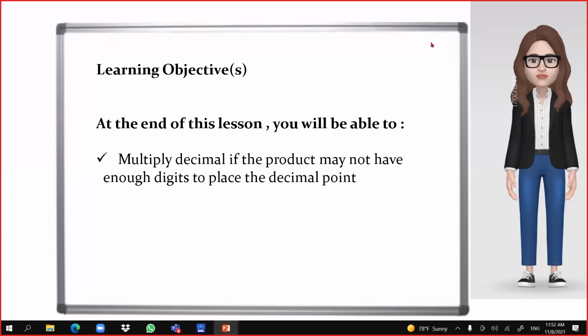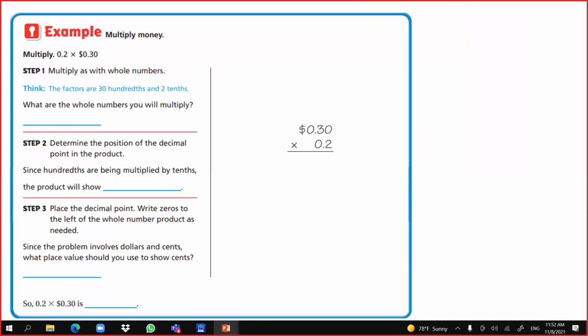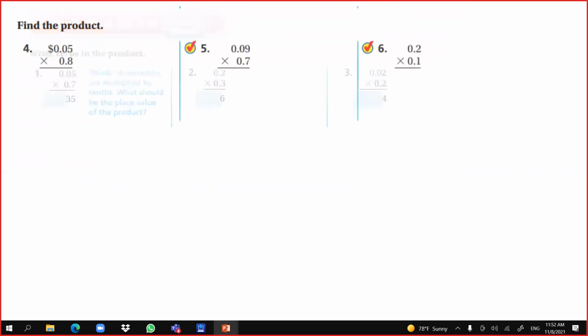And then we talked that when you multiply tenths by tenths, the digit will be in the hundredths. You multiply tenths by hundredths, the digit will be in the thousandths. And we stopped on number 6.